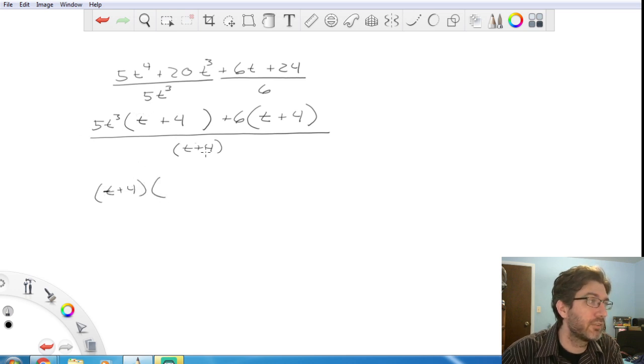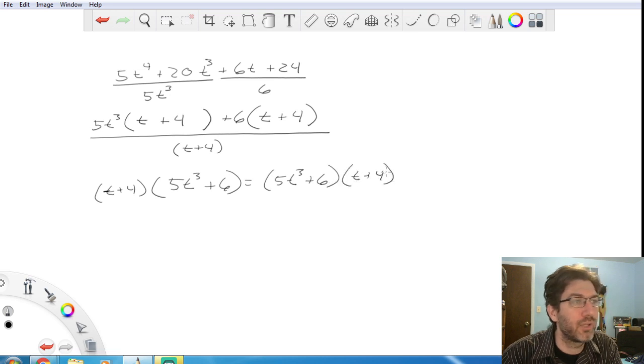And what's left is a 5t to the 3rd and a positive 6. And again, I'm going to rewrite that so the 5t to the 3rd is first, and the t plus 4 is in the back. You can then FOIL to check.